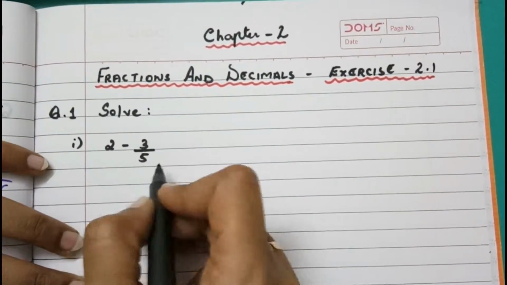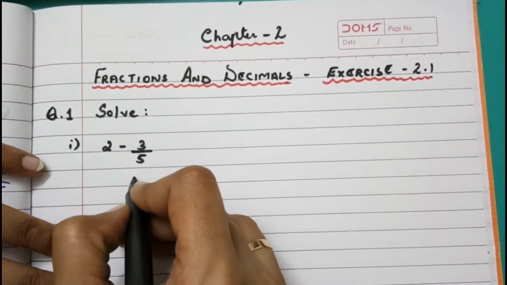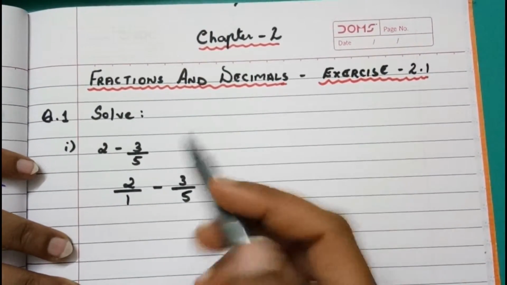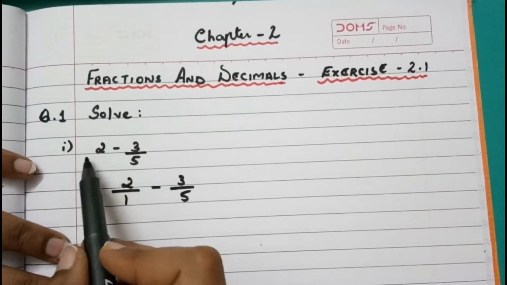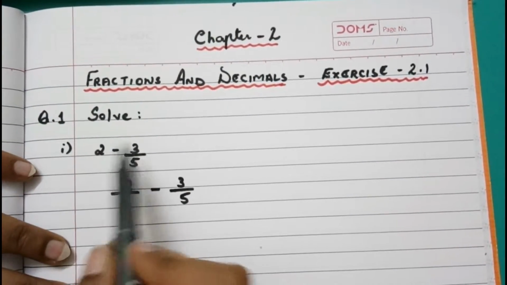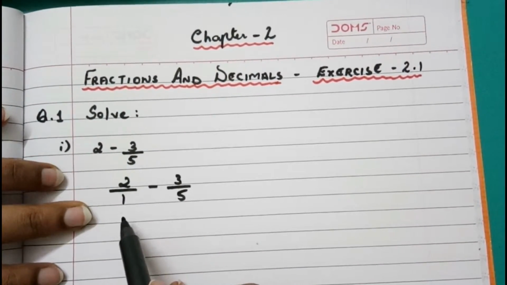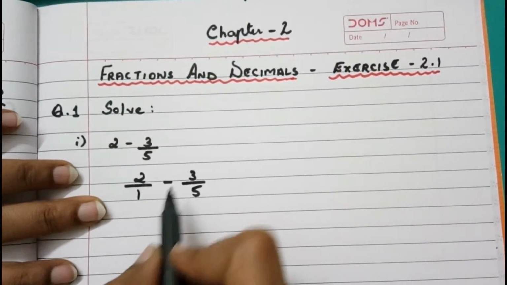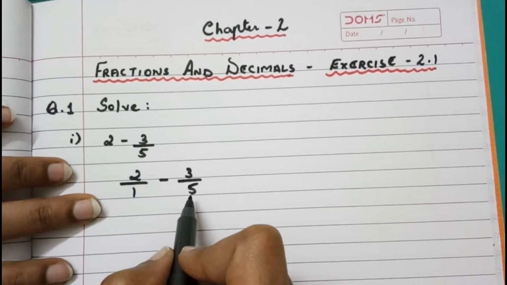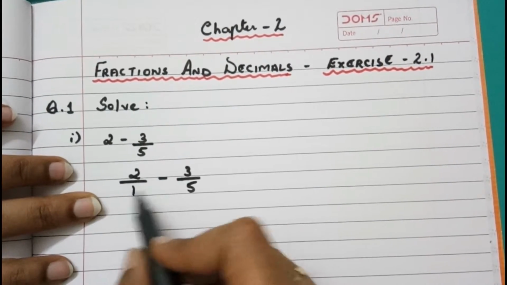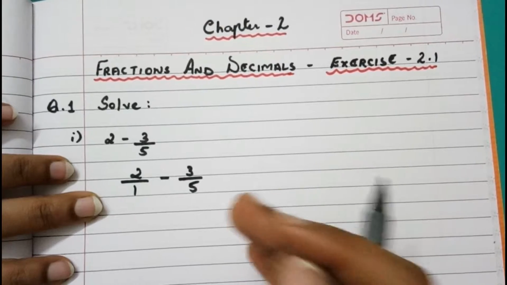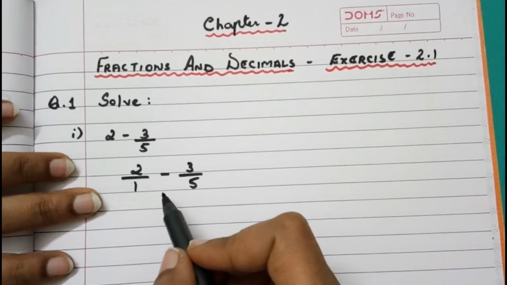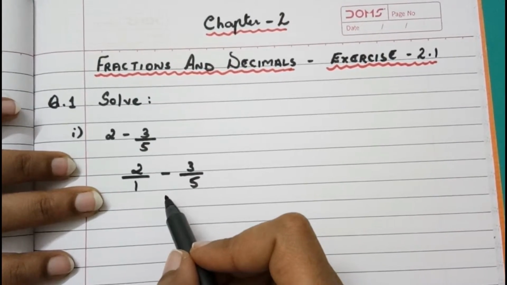Now 2 minus 3 by 5 can also be written as 2 by 1 minus 3 by 5, because any number which is only given as a whole number, by default its fraction is that number divided by 1. Clear? Now since we have to subtract these fractions, as we have studied in our earlier classes, for adding or subtracting fractions we always have to find the LCM, correct?